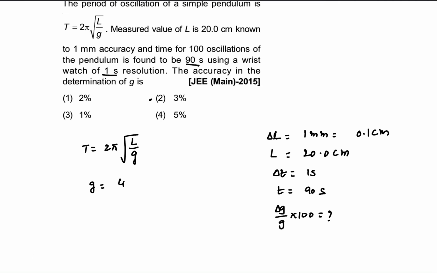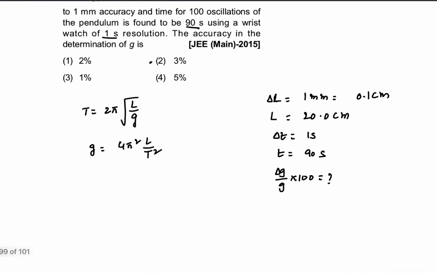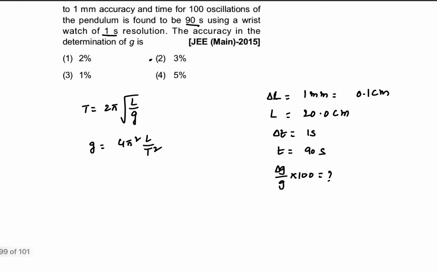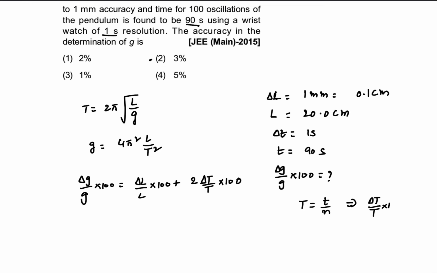You know that T is equal to 2 pi root over L divided by g. In the question also they have given T is equal to 2 pi root over L by g. Now you can square on both sides. So you will get g is equal to 4 pi square L divided by T square. Now the error in this g: delta g by g into 100 is equal to delta L divided by L into 100 plus 2 into delta T divided by T into 100.